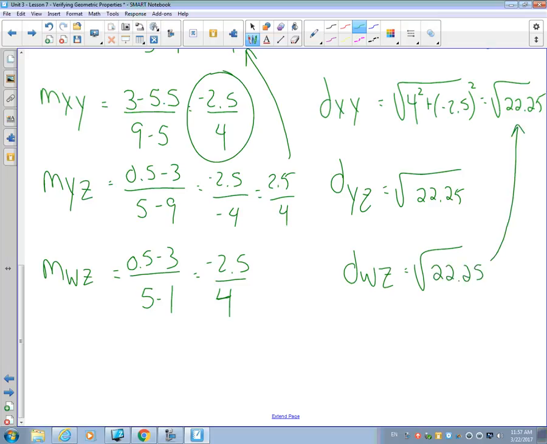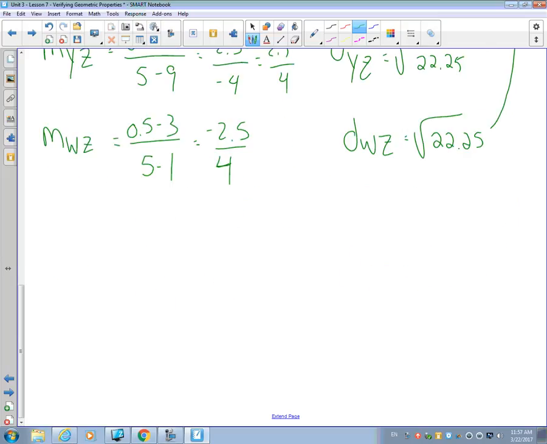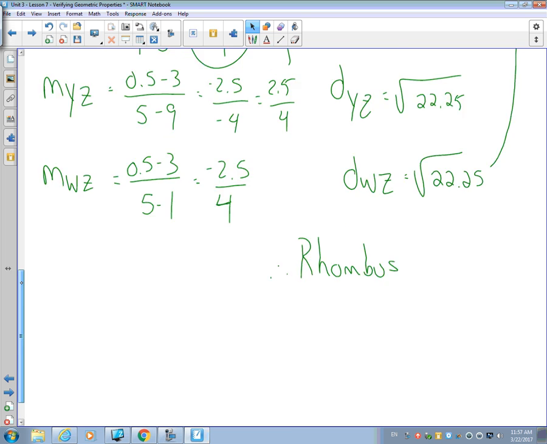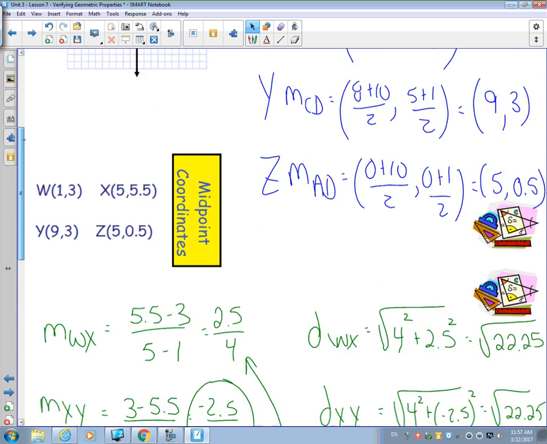Have I proven this is a rhombus? Do I have 4 equal lengths? I sure do. They're all the square root of 22.25. Have I proven I have no right angles? I have. I have no negative reciprocals. Therefore, it's a rhombus, which is exactly what we're asked to prove. But we're asked to prove using the midsegments, not just the original shape. So that's a long one.